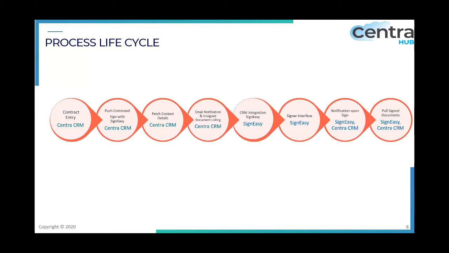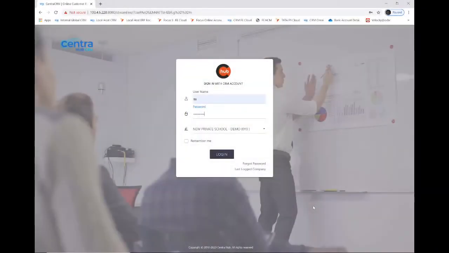Then, once that is cleared, you have a pull signed document capability, which can be on a synchronization basis, on a day-end basis, or on a two-hour basis, depending on the organization requirement. We fetch the signed documents from the SignEasy platform to the CRM platform. Let's get on to the platform.